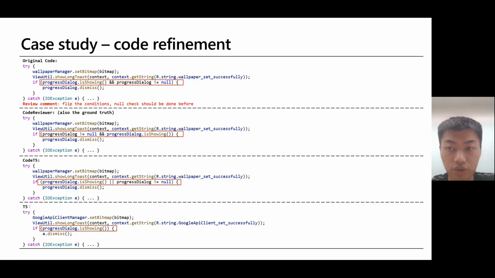And here is a case to show how CodeReviewer performs in the code refinement task. This comment asks to flip the condition in the if statement here. And we can see CodeReviewer follows the comment correctly and generates the right code. But we also see CodeT5 and T5 don't quite understand what to do.